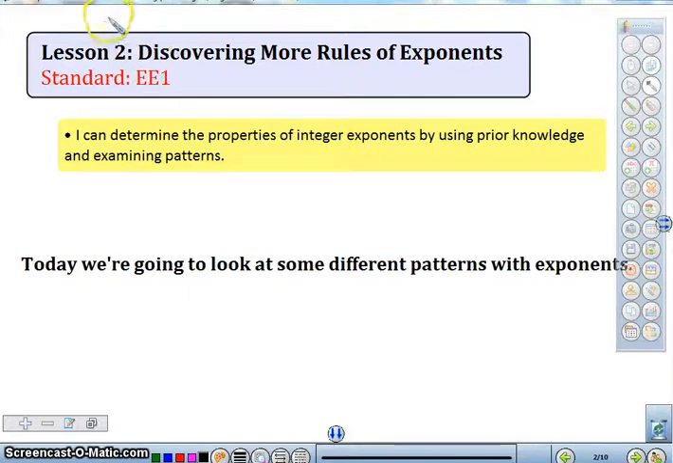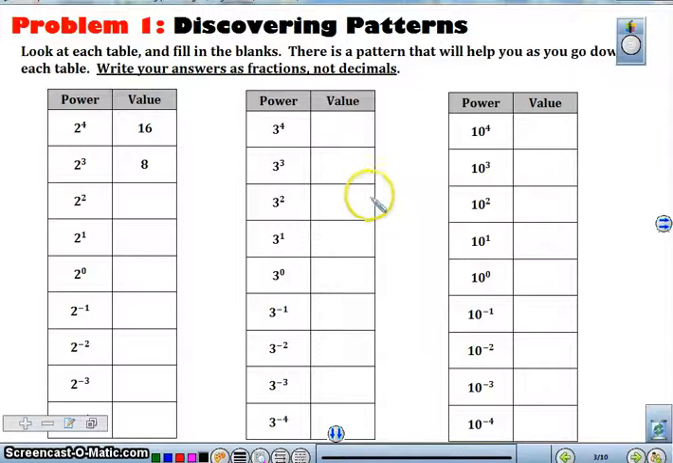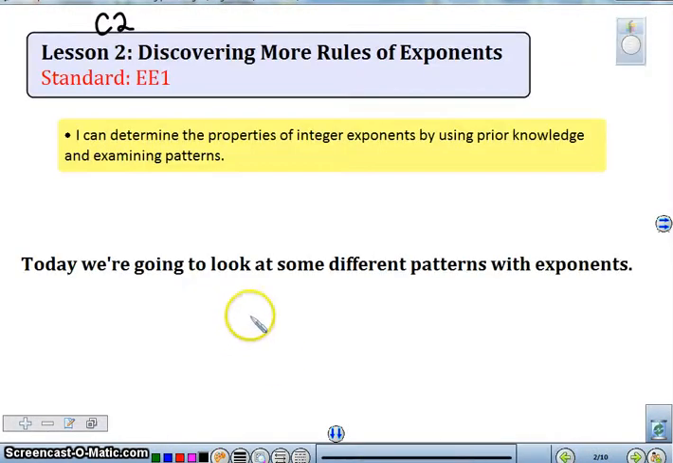We are now looking at lesson C2, discovering more rules with exponents. The I can statement is: I can determine the properties of integers and exponents by using prior knowledge and examining patterns. Today we are going to look at some different patterns with our exponents. You should be following along in your notes, and the key thing that I would like you to add at the bottom of this page is a couple of things that we always need to remember.